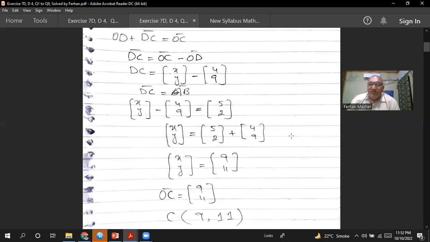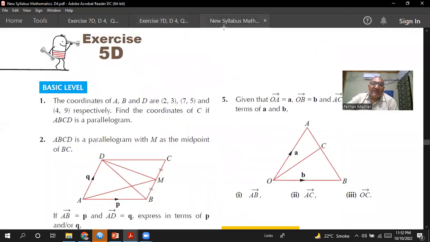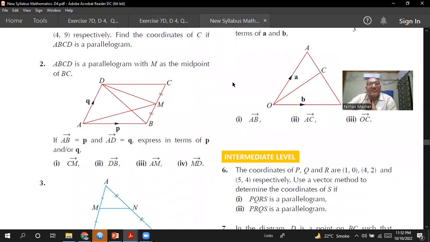So this is how you will do this question. I hope you understand this question. That was question number 1 of exercise 5D. Okay, so we are going to the next question. The next question is question number 2.